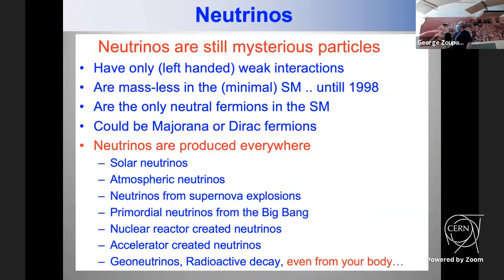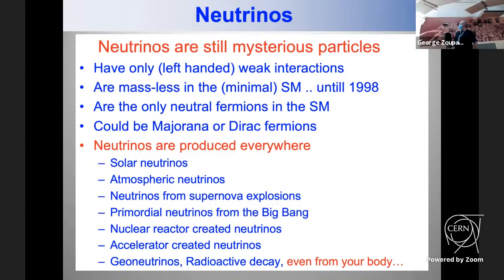Okay, so neutrinos are still mysterious particles, as we know, just to warm up this slide. They have only left-handed weak interactions. They were massless for a long time, until 1998, when they discovered they had mass. They are actually the only neutral fermions we have in the standard model. And they could be Majorana or Dirac, meaning they could be their own antiparticle, or the antiparticle could be different from the particle. We actually don't know that yet.